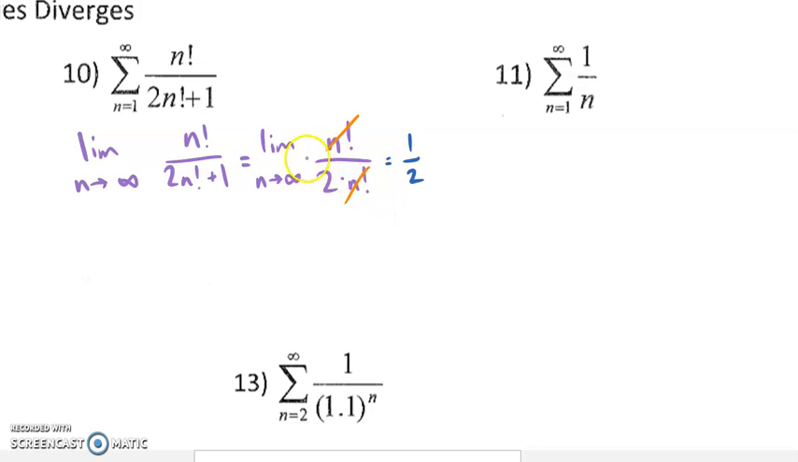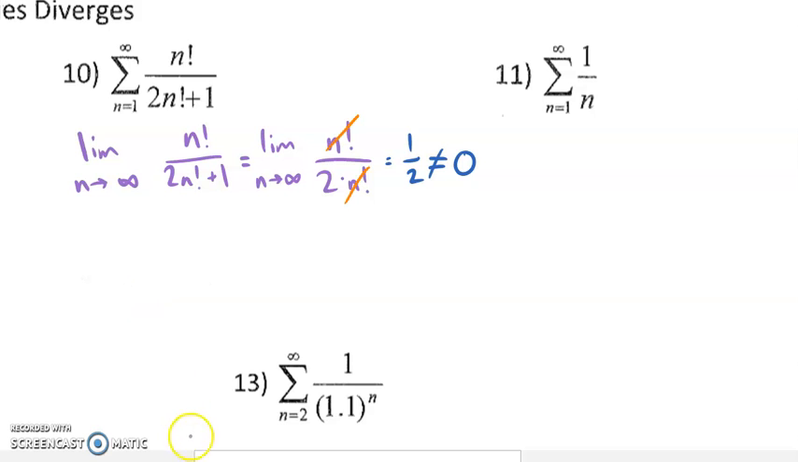All right, so we're adding up values that are close to 1/2 over and over and over again. Okay, but if we take 1/2 plus 1/2 plus 1/2 plus 1/2 plus 1/2 plus 1/2 plus 1/2, that sum is growing without bound. There is no limit to how big that sum is going to get. If this term does not approach 0, then we have no chance of the sum converging.